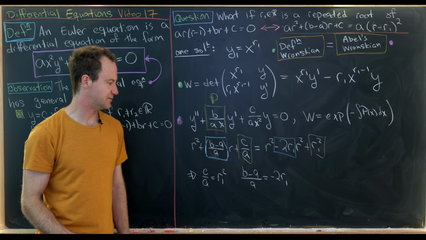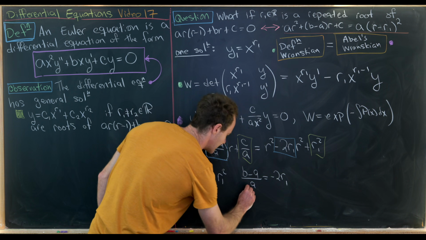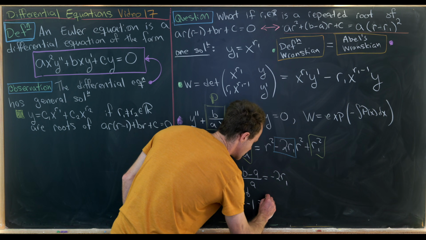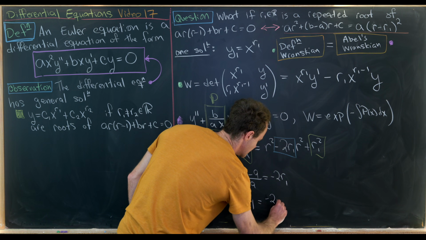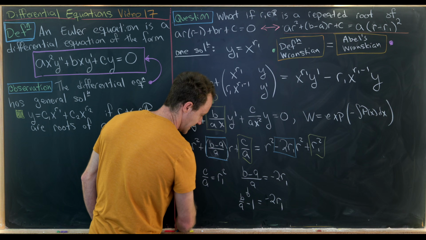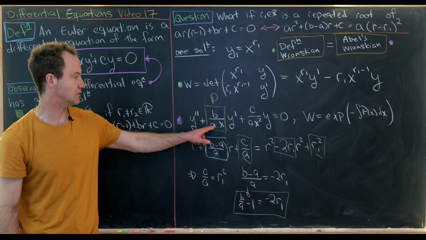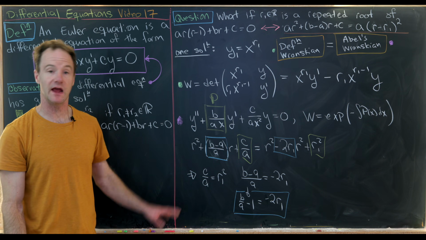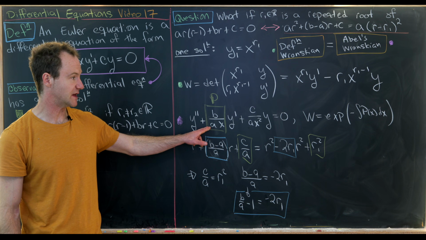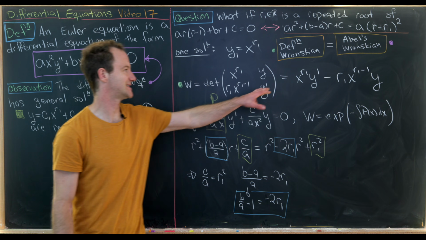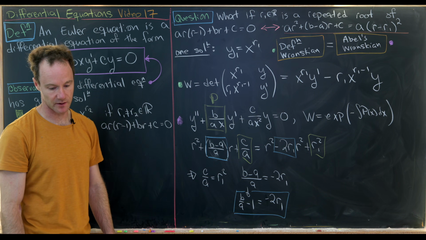But now let's take this b minus a over a and rewrite it as b over a minus 1 equals negative 2r1. That's a little bit easier to work with if we want to rewrite b over a. And our real goal here is to rewrite b over a so that we can put it into the Wronskian formula, and it looks similar to this Wronskian up here.